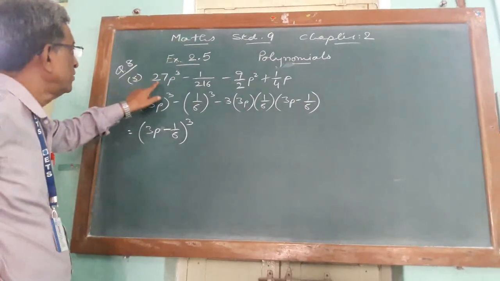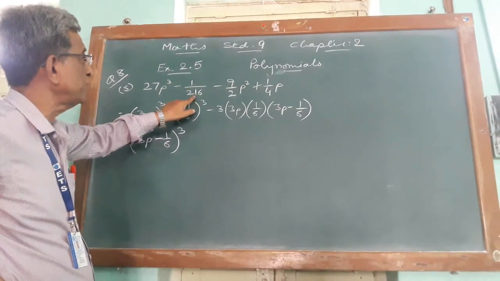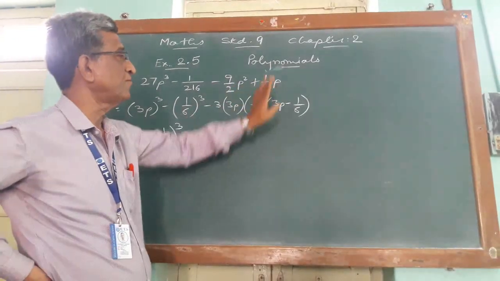Fifth question. 27b cube minus 1 upon 216 minus 2 upon 5 square plus 1 upon 4p.